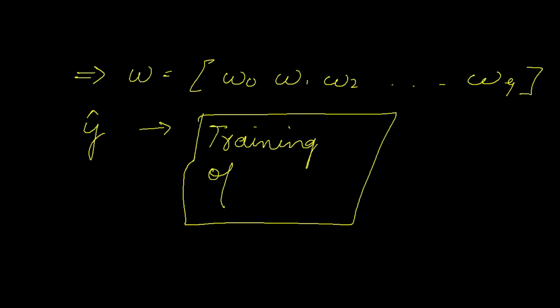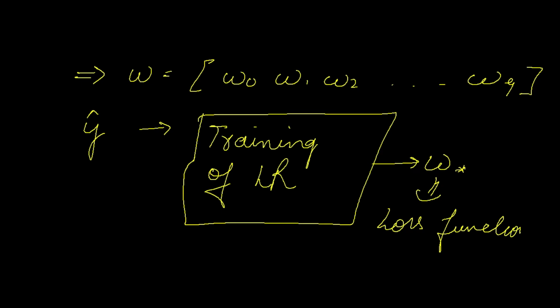After generating this y hat function, we simply need to pass this function into the training model of linear regression, and we are going to get a w star. This w star is going to minimize our loss function. The loss function is going to be the same as linear regression. Here the whole training process is the same as linear regression. If you don't know about the training process of linear regression, then you must check out my videos on linear regression.